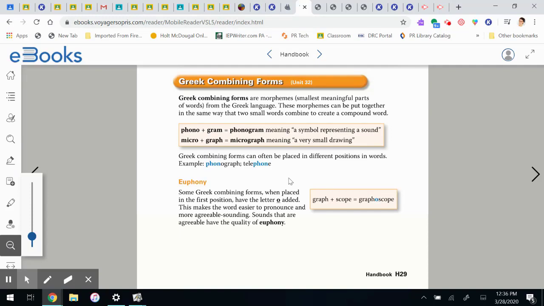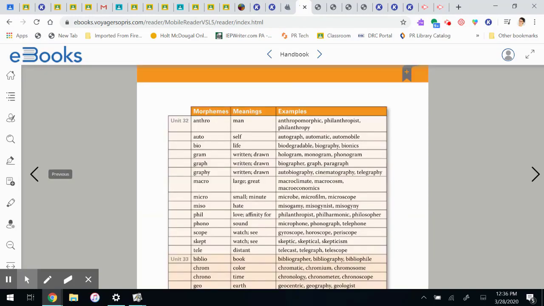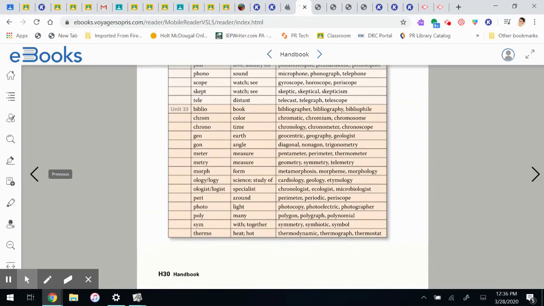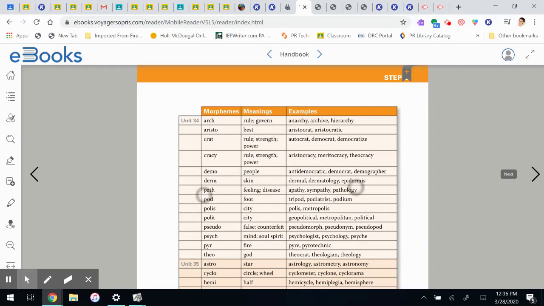This makes the word easier to pronounce and more agreeable sounding. Sounds that are agreeable have the quality of euphony. For example, graph and scope: graphoscope. We've already learned some Greek combining forms in Unit 32 and Unit 33. Today we're going to talk about the Unit 34 Greek combining forms.